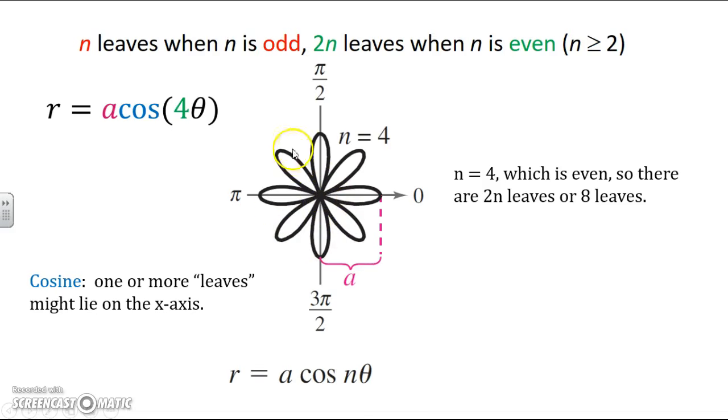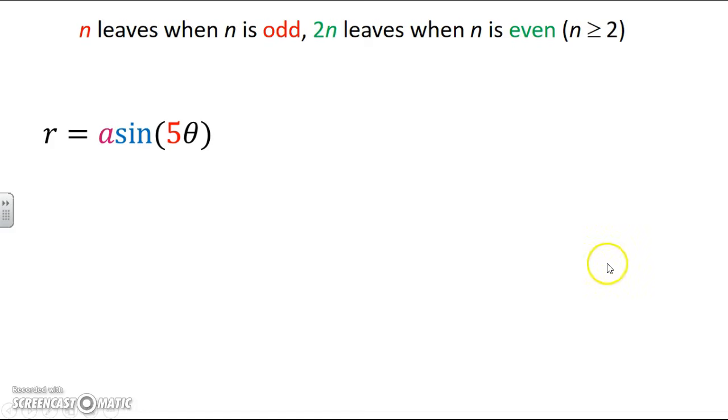So you can see here is a rose with 8 leaves. It turns out that 2 of them do indeed lie on the x-axis, but 2 of them lie on the y-axis and 4 of them lie out in the middle of the quadrants. So we really haven't determined yet the role that sine and cosine play. So let's look at one with sine involved.